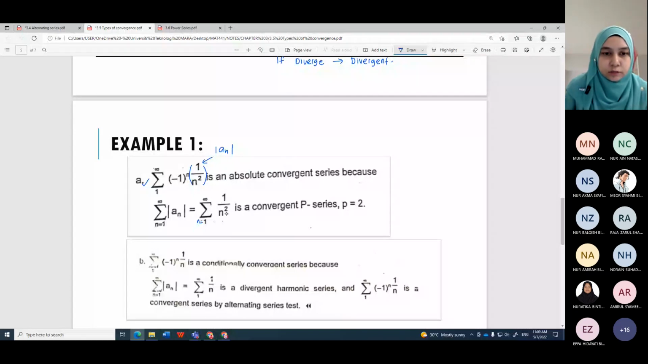You all perlu tahu bentuk series ni apa? Ni kita dah belajar sebelum ni kan? So this is the P series. Kena ingat balik chapter 3.2. P series, geometric. Biasa 2 tu lah, P series, geometric, ataupun harmonic. Harmonic tu part of P series jugalah. So kita test kat sini P series, so the value of P is equal to 2.